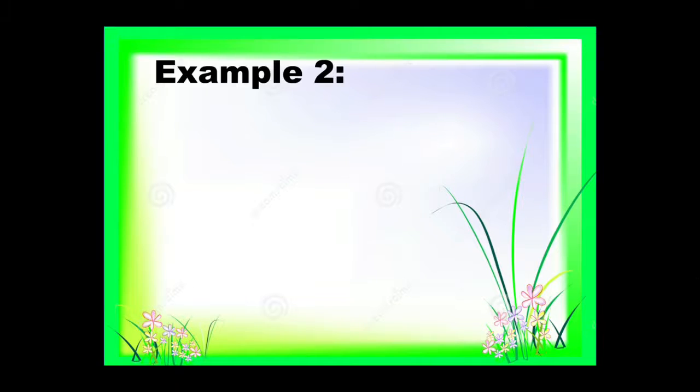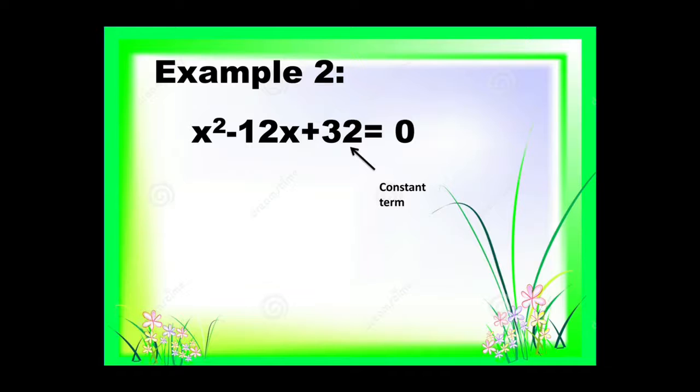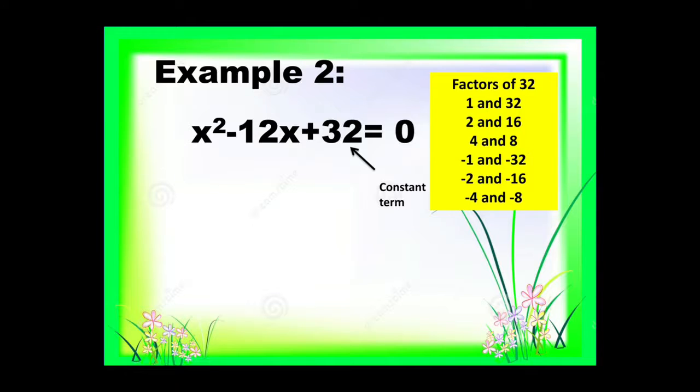Example number 2. x squared minus 12x plus 32 is equal to 0. Now, we are going to think of two numbers when you multiply, the answer is 32, and when you add, the answer is negative 12. So our guide is the constant term which is equal to 32. Now, what are the factors of 32? We have 1 and 32, 2 and 16, 4 and 8, negative 1 and negative 32, negative 2 and negative 16, and negative 4 and negative 8.